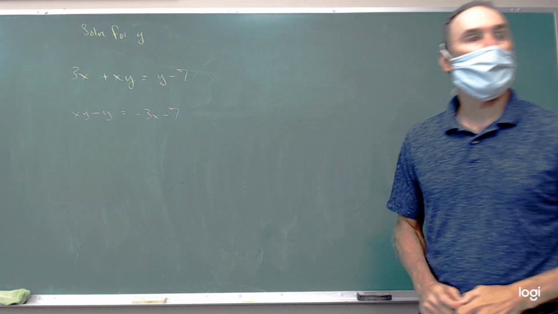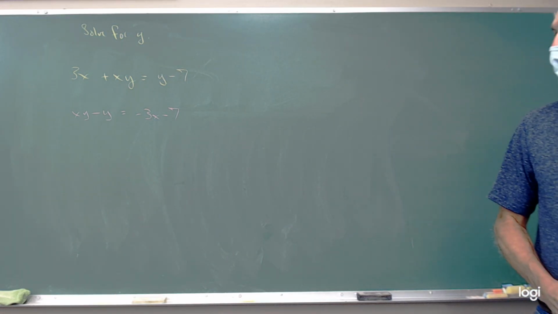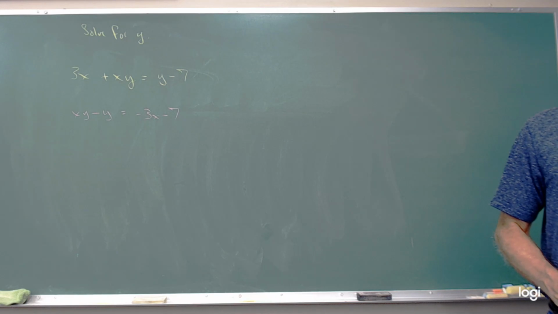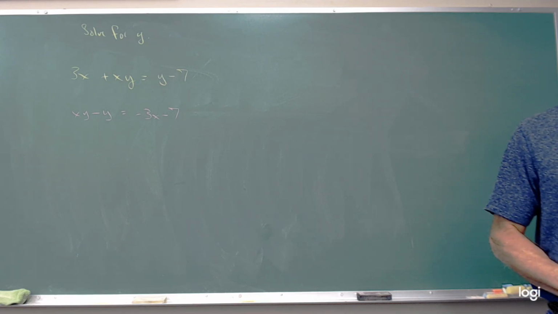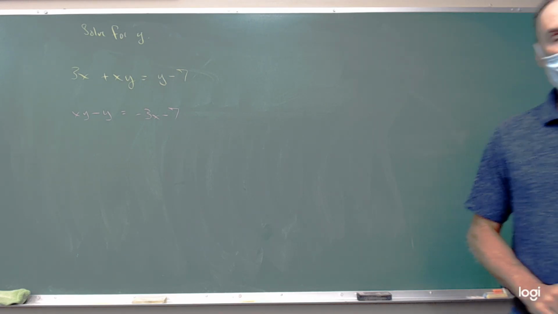It doesn't matter which side you go. We'll see there in a moment. You get 3x plus 7. And then once you have factored out the y, what do you do? Divide. Yep.